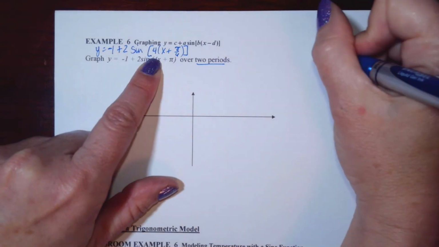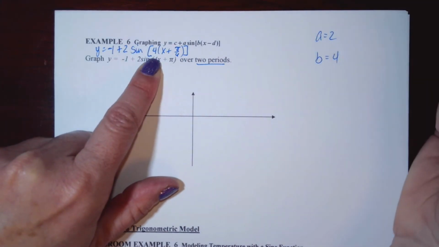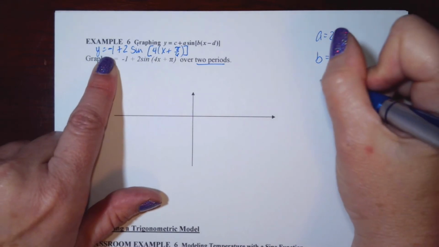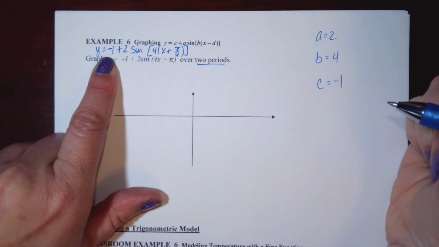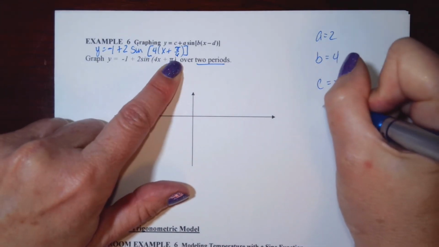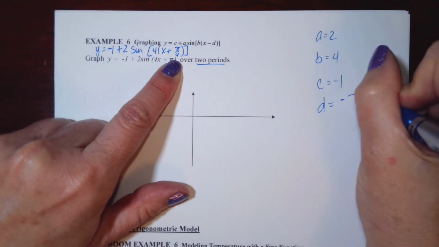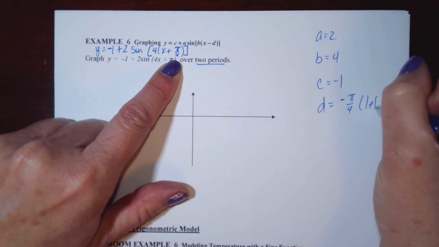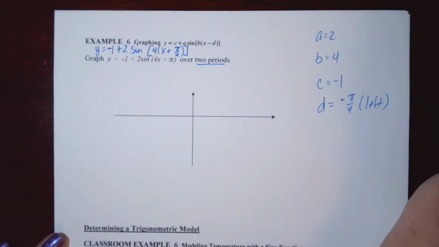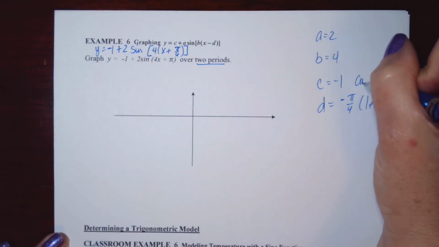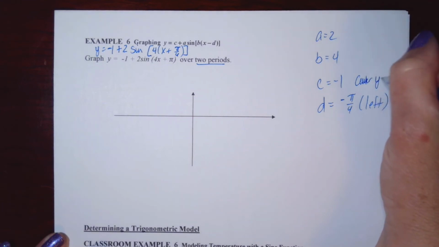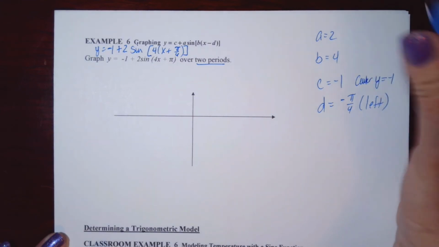B is 4. That adjusts my period. C is negative 1. That's my center. D is negative pi fourths. That's my phase shift. So my center is at y equals negative 1.